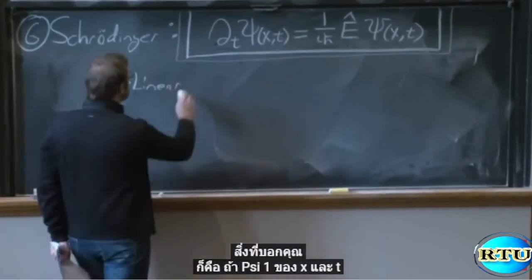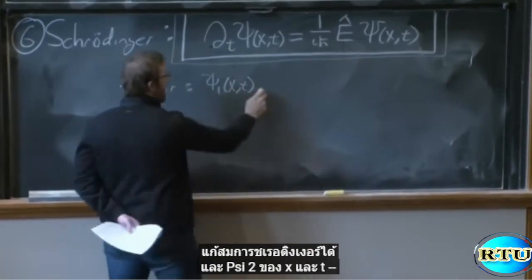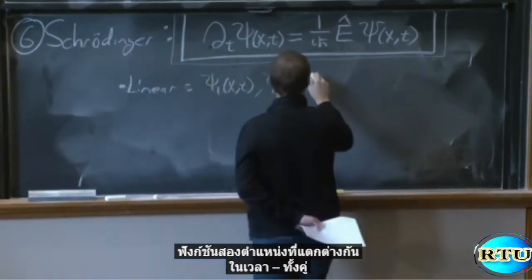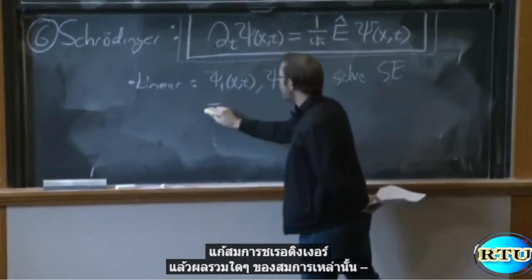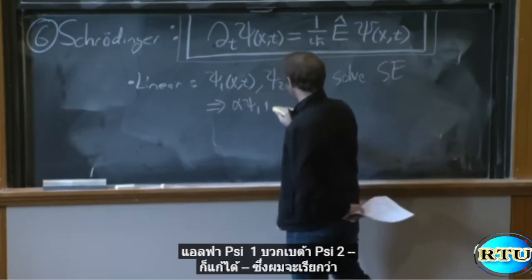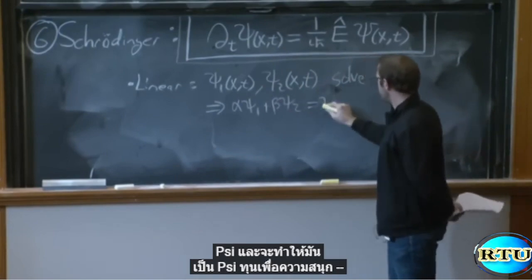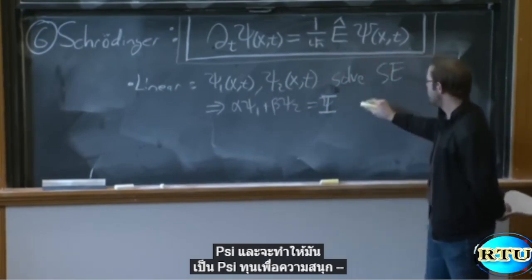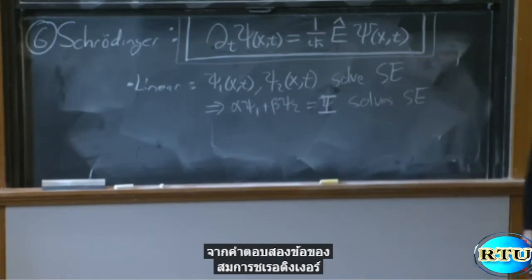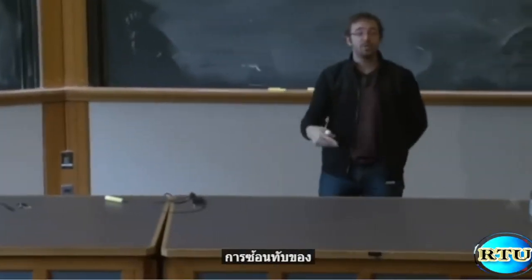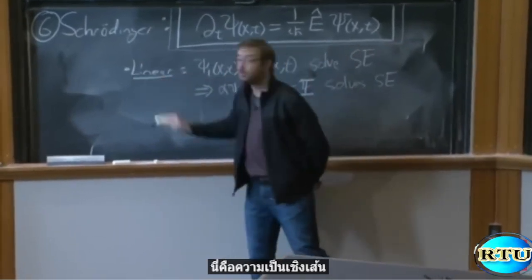So these are linear. What that tells you is if psi1 of x and t solves the Schrodinger equation, and psi2 of x and t, two different functions of position and time, both solve the Schrodinger equation, then any combination of them, alpha psi1 plus beta psi2, which I will call capital Psi, also solves the Schrodinger equation automatically. Given two solutions of the Schrodinger equation, an arbitrary superposition also solves it. This is linearity. Cool?